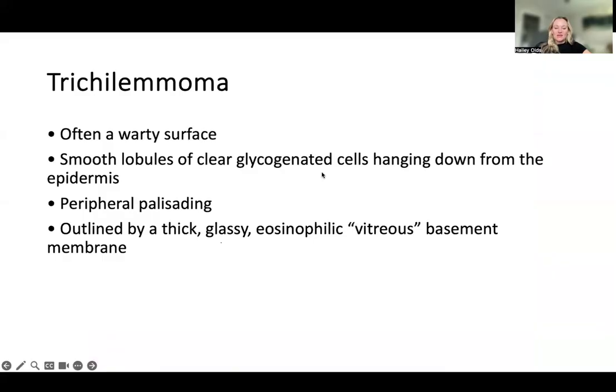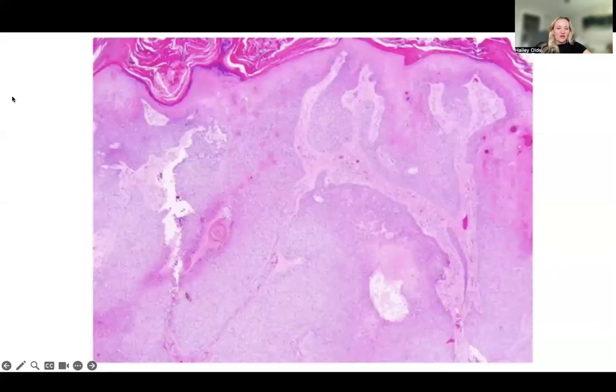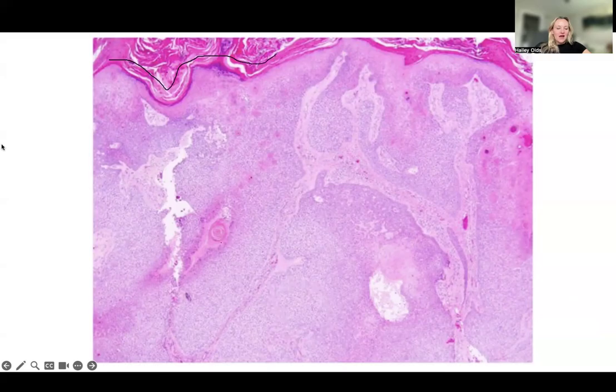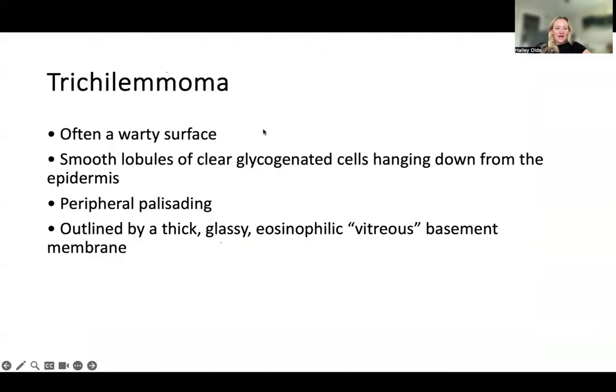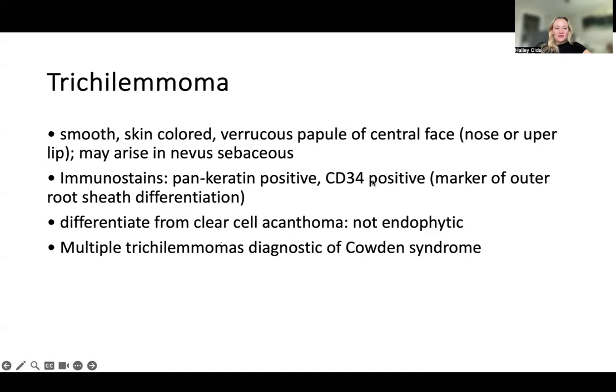So this is trichilemmoma. A lot of times it's kind of warty too, which maybe you can see a little bit here. It's kind of papillomatous, so that's common in this. And then you have a lot of clear glycogenated cells coming off of the epidermis. This is associated with Cowden syndrome. So if you have multiple, it's diagnostic for Cowden syndrome.